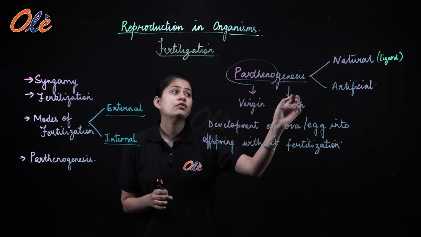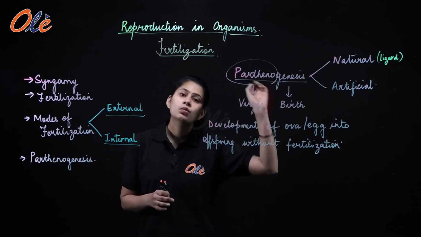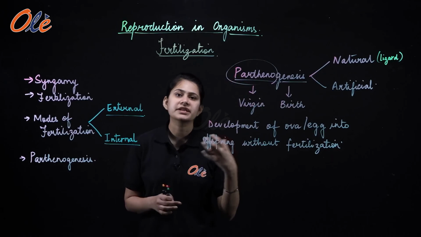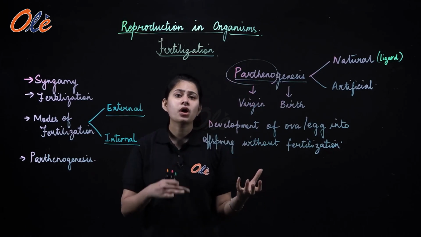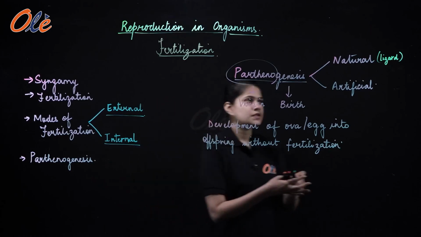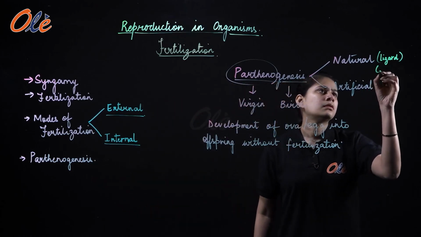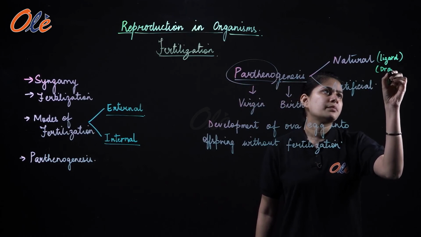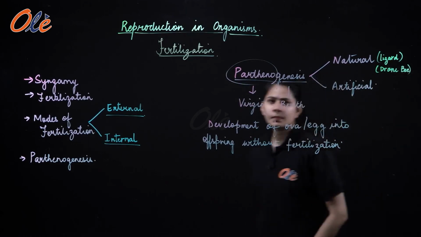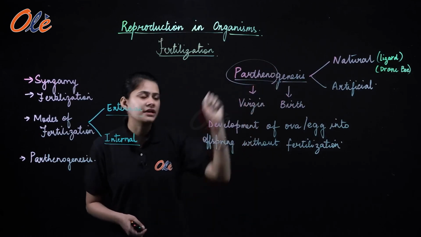So in this case it is not the complete life cycle, it is incomplete parthenogenesis, okay, because parthenogenesis is happening in the life cycle and offspring are also being produced through fertilization, right? So I'll just write over here, drone bees are another example. Okay? I hope you have understood this.